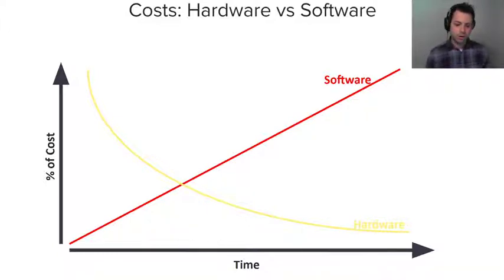Does anybody know why there is this disparity between these two figures? Why is software getting more expensive? Why is hardware getting cheaper? I suppose depending on what hardware you buy, it might be more expensive too. But think production scale, perhaps.